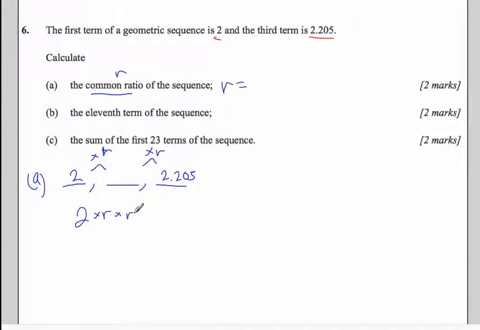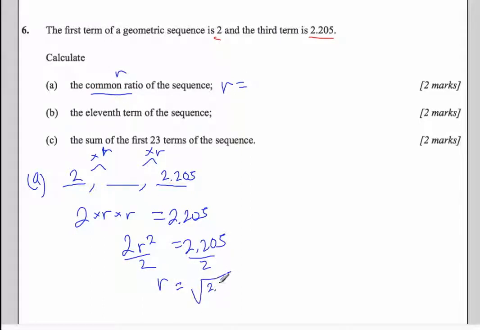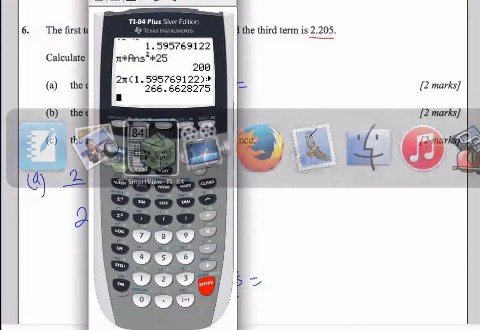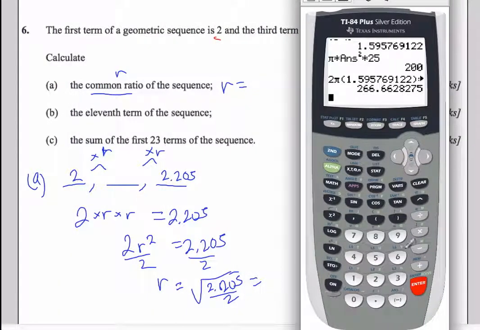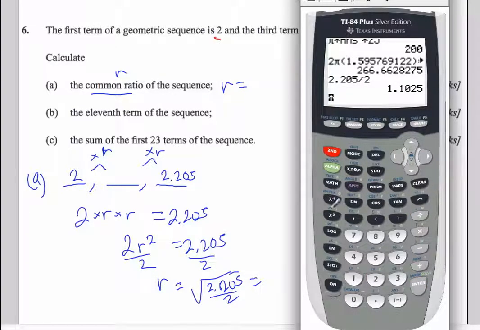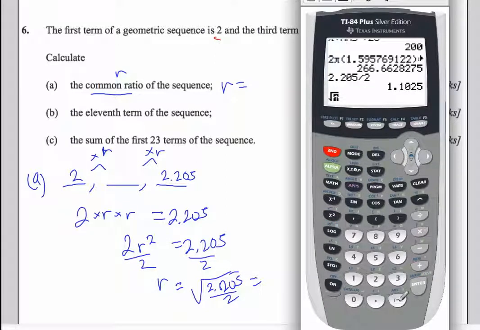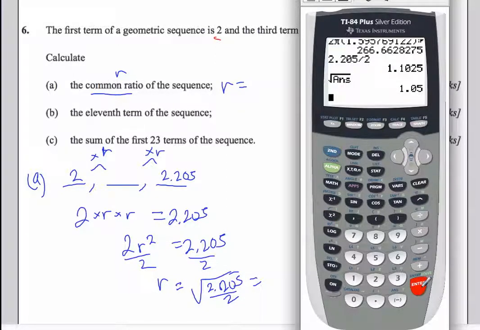So 2 times r times r equals 2.205, so it's like 2r squared equals 2.205. So we can just solve this little equation to find r. Okay, so we're going to get r equals square root of 2.205 divided by 2. So 2.205 divided by 2, and then I'll take the square root of that answer. So r is 1.05.